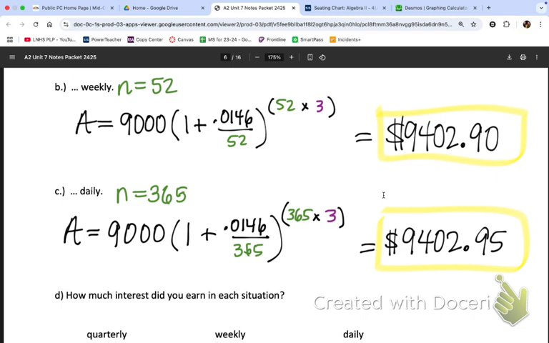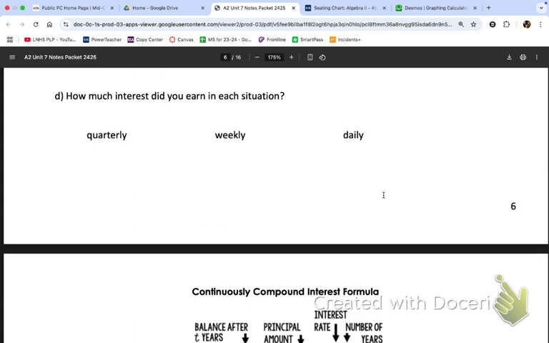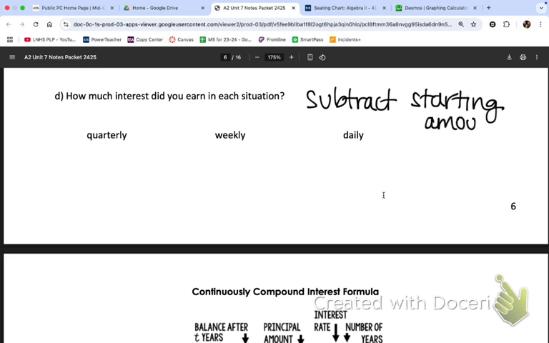Subtract the total $9,000. Yeah, just subtract what you started with. That's it. So it really is that easy. So you're going to, in this section, subtract your starting amount. I'm just saying, generally speaking, so that this applies to any situation, not just this problem. If I ask you how much interest, subtract the starting amount.